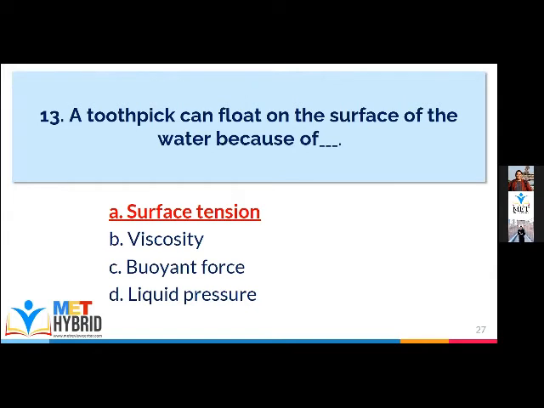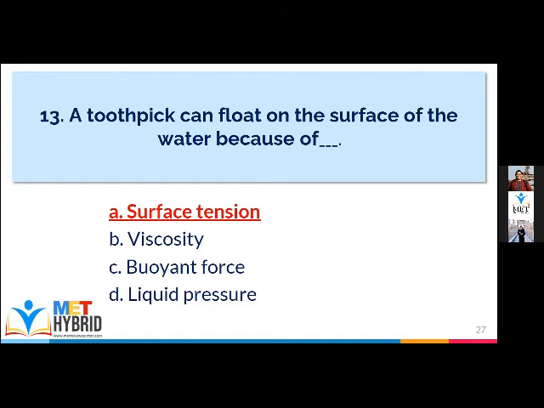Now, surface tension only supports small things. It is the main cause for smaller things to float on the surface of your water, because these small things cannot break the attraction between the water molecules. That's why they float, because they are quite small and light.